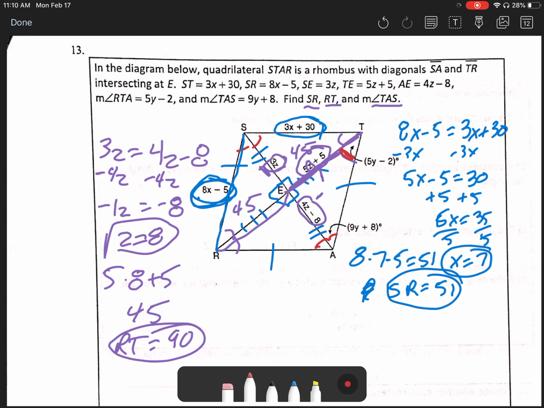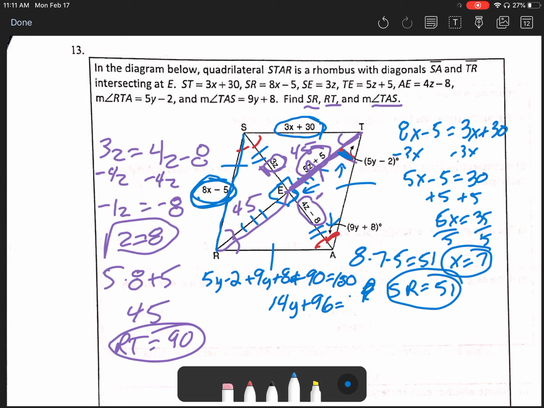These angles, this angle here and this angle here, because we want to find TAS, are not congruent to each other. But we do know that this angle and this angle do add up to 180 degrees. So we know 5y minus 2 plus 9y plus 8 plus 90 is equal to 180. So this is relying on you knowing the properties, and then you just find the sum of the interior angles. So this is going to be 14y plus 96 is equal to 180.